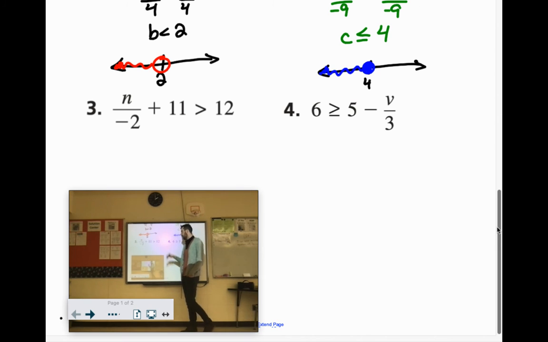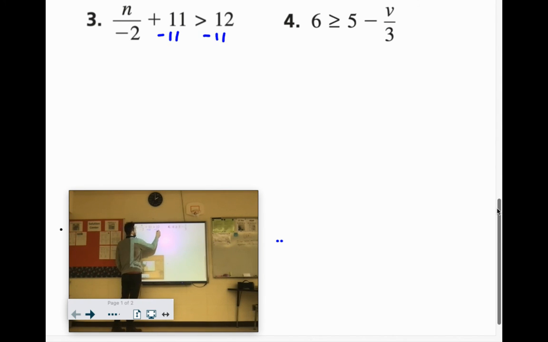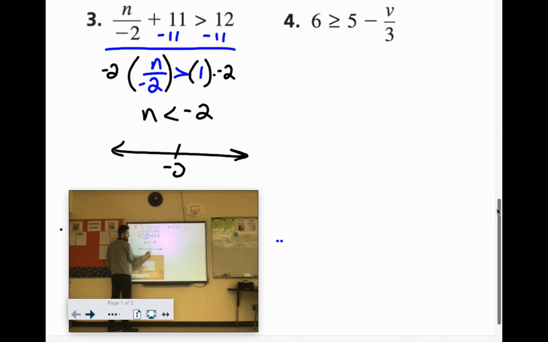So let's try this one. n over negative 2 plus 11 is greater than 12. Now, I already see that we're going to be dividing by negative 2. So we're going to have to multiply by negative 2 and flip the inequality, but we'll get there. So we'll subtract the 11. n over negative 2 is greater than 12 minus 11, which is 1. We're going to multiply both sides by that negative 2. Flip the inequality. 1 times negative 2 is negative 2. Open dot. And our letter's first, so we'll follow the arrow.